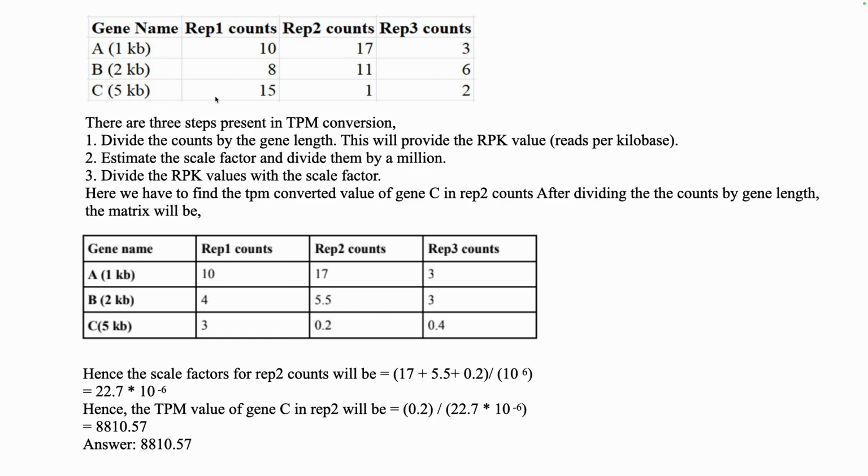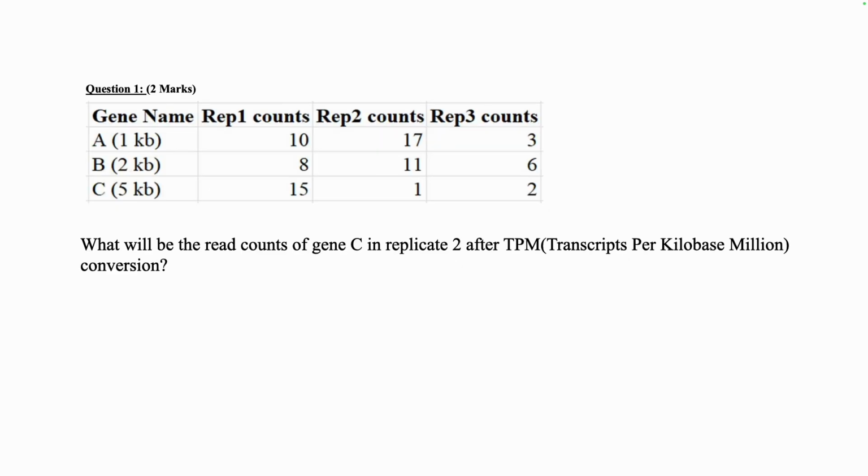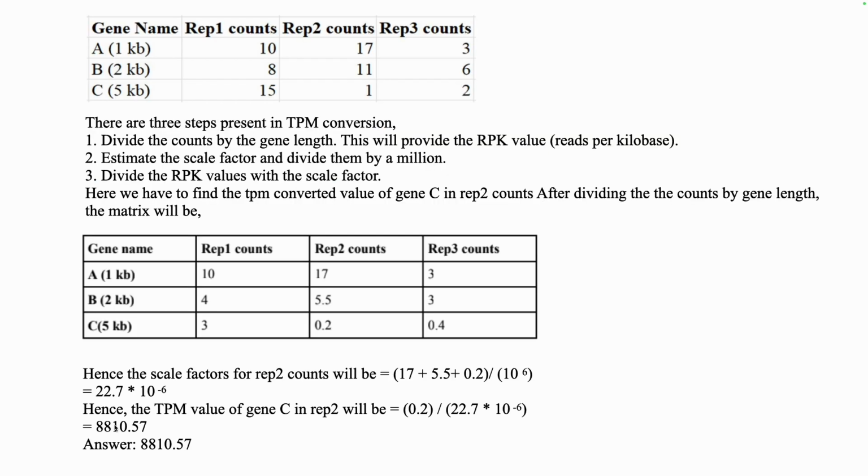So for gene C, after dividing by its length, we get this number, that is 0.2. So we need to divide this number by our scale factor. That will give us the TPM value, which is transcript per kilobase million. So I'll just repeat this again so it will be more clear.